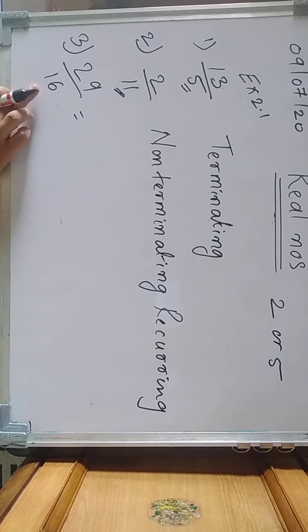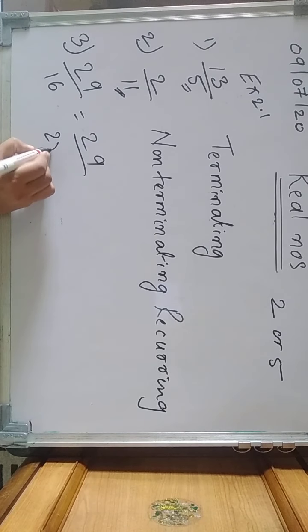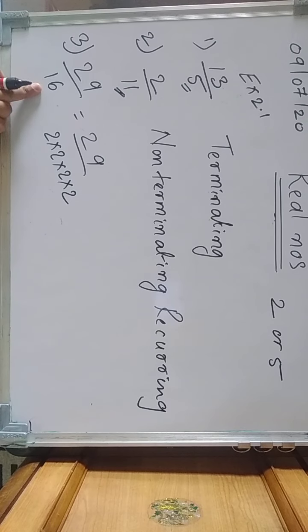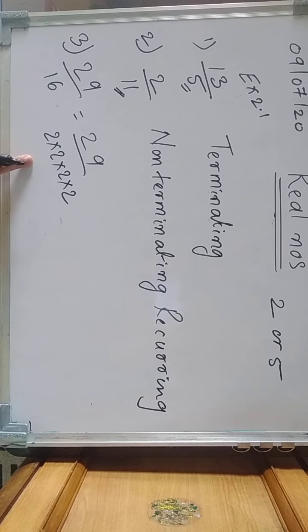Now the denominator 16 can be written as 4 4s are 16. That is not prime factorization. Divide 4 further as 2 into 2. So it can be 2 into 2 into 2 into 2. This is the prime factorization of 16. So it will be 29 upon 2 into 2 into 2 into 2.